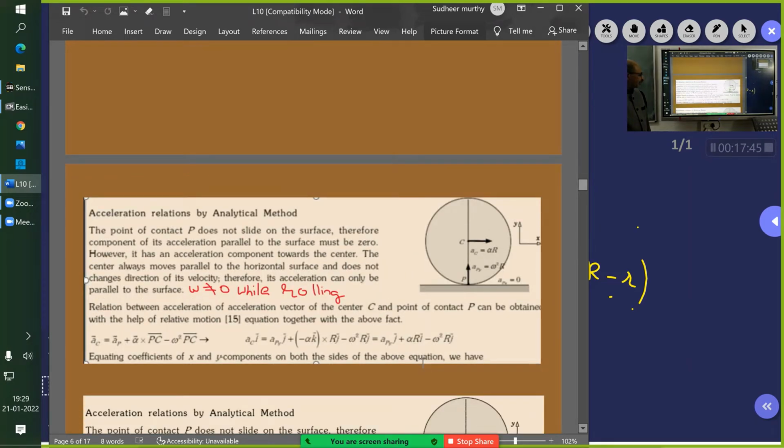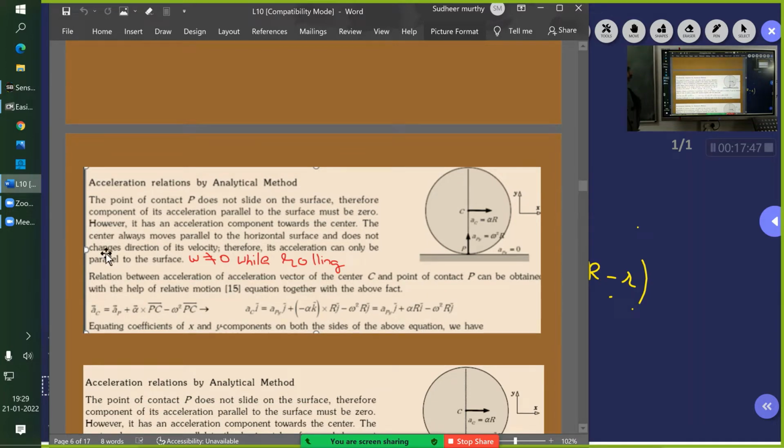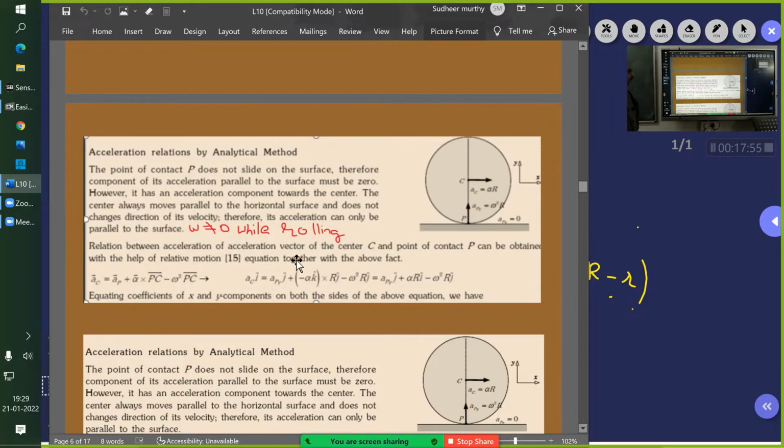Now a bit of theory. This also we have handled, but we will handle it with a slightly different perspective. I hope all of you can read this. Acceleration relations by analytical method.